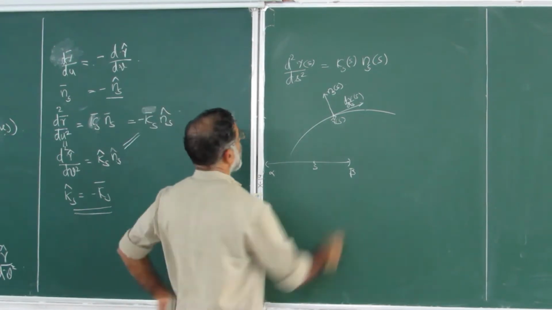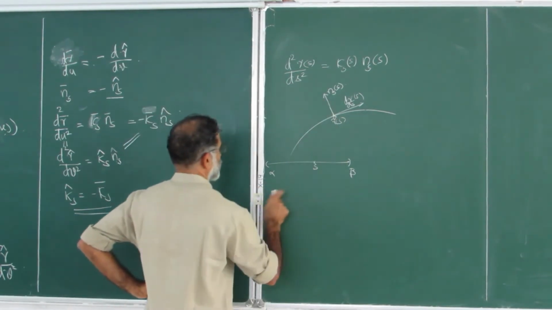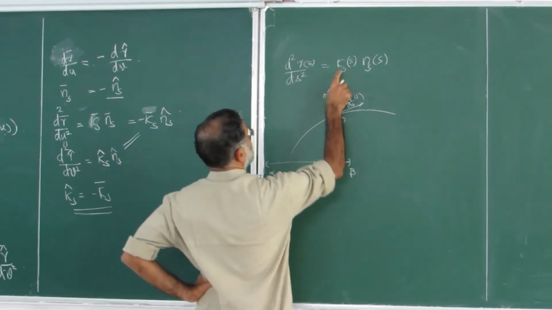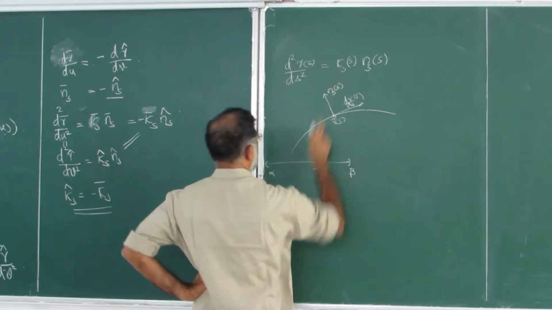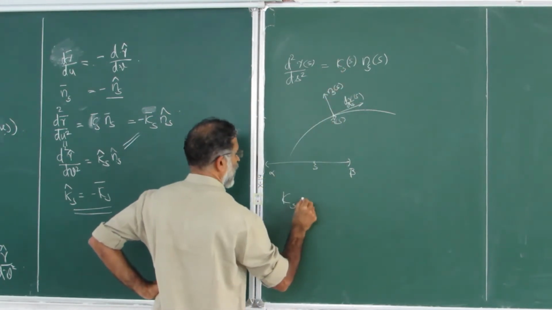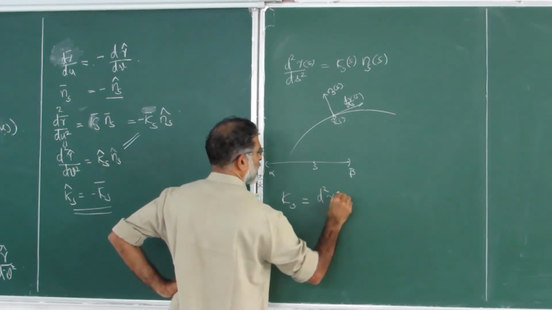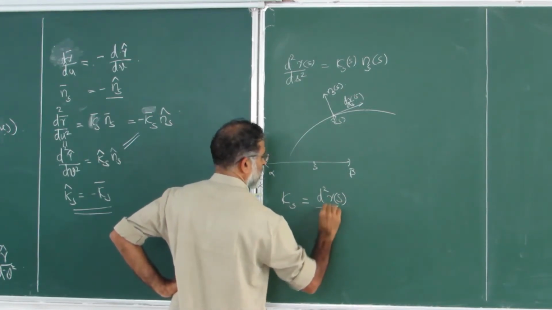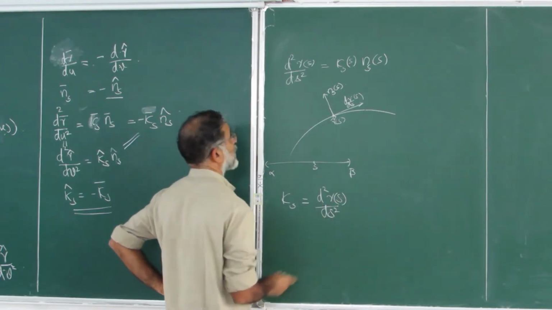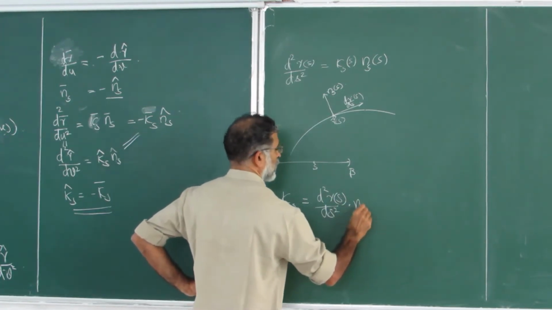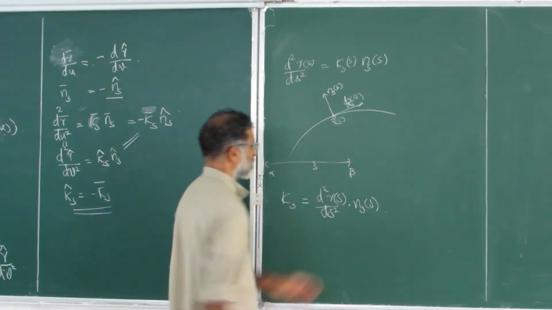Okay. So suppose one such function is given. Now you can easily check that, with sufficient smoothness, your ks can also be written like this: d square gamma by ds square at a point s dot ns.